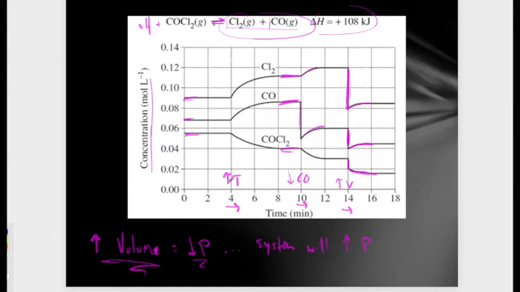So I changed the temperature. I changed the amount of one of the chemical species. I changed the volume. These are all really important stressors that I can do to the system. You all need to understand those and understand how the system responded to those. Okay?